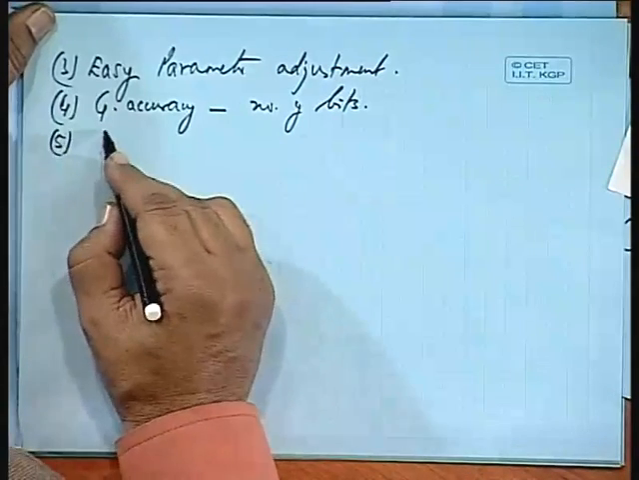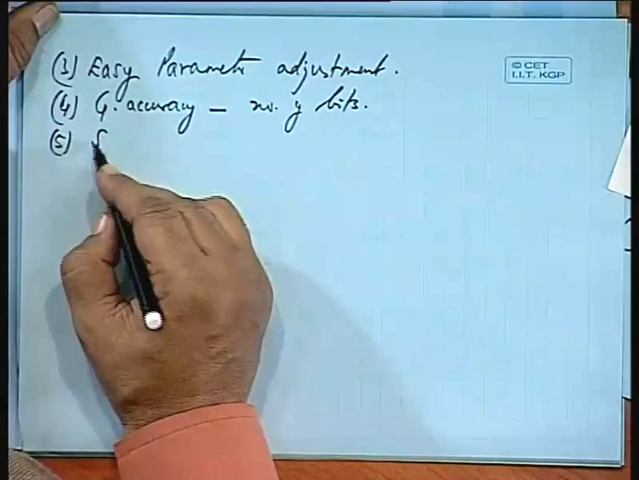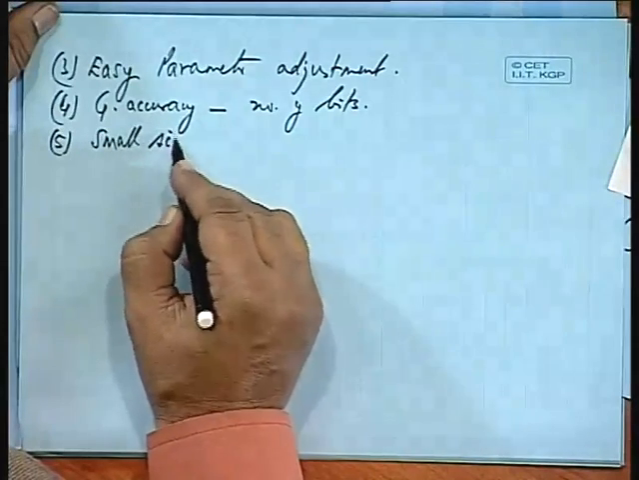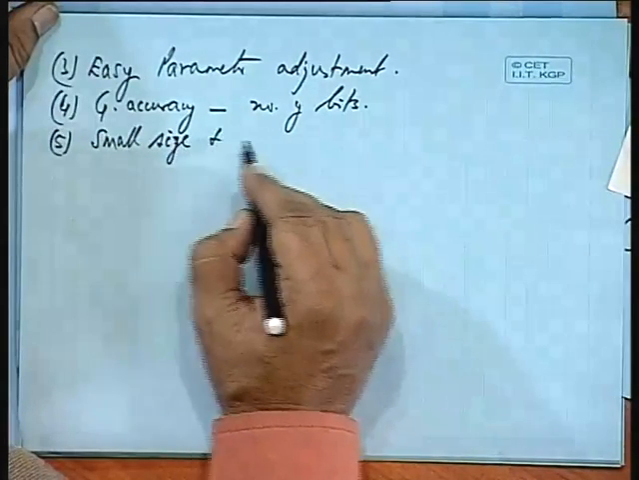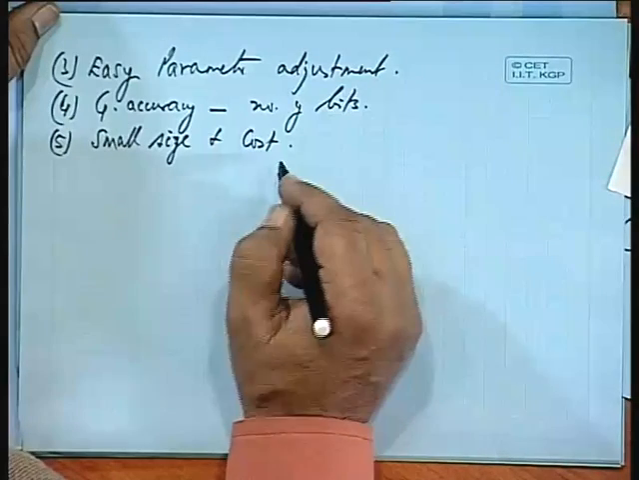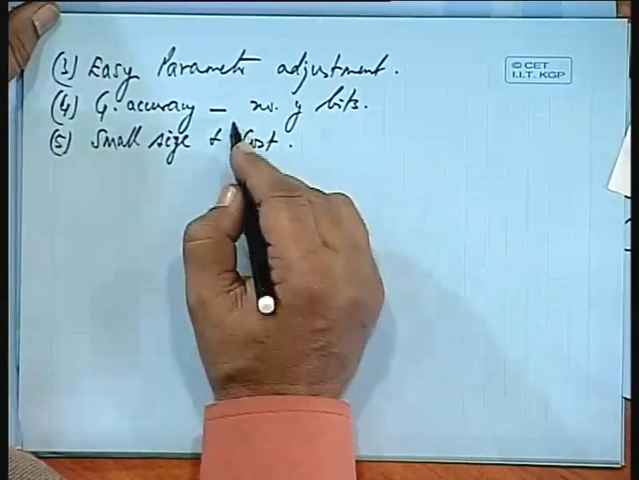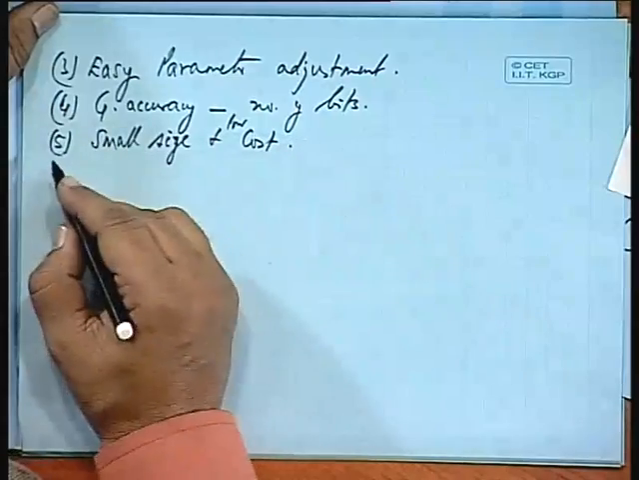Then lastly, small size and cost. Small size and reduced cost, low cost. So, the space required is also small. With the advancement in VLSI design, the DSP chips available in the market are so small in size that they can be used in all gadgets very effectively.